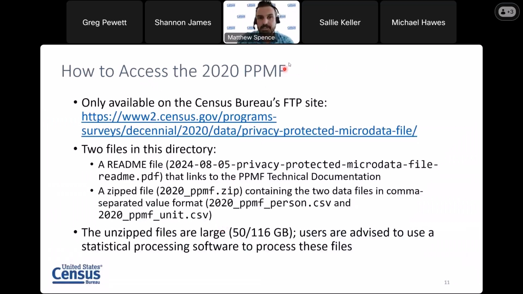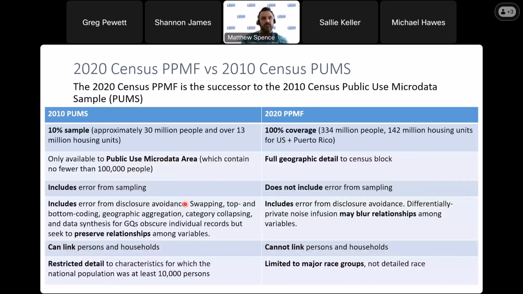Okay, so I'm going to pause here before we go, just to quickly look back at the Q&A. Can we talk about the level of accuracy in PUMs versus PPMF? This is challenging because, so I'm going to go back to the difference. Talk about the level of accuracy in PUMs versus PPMF.